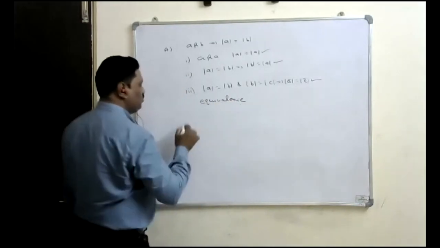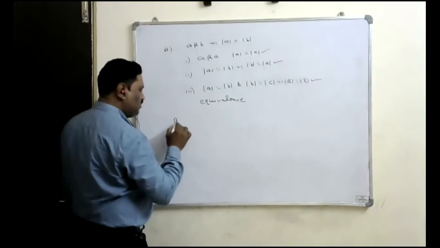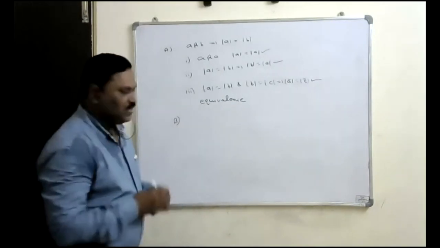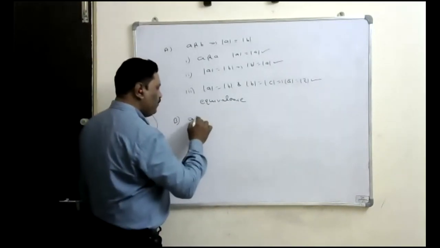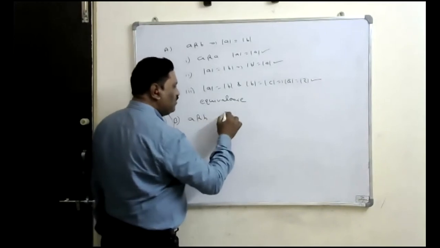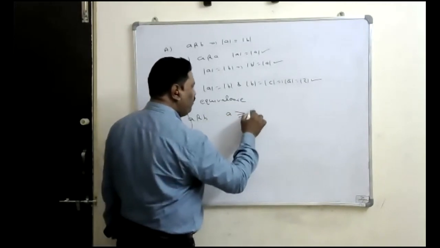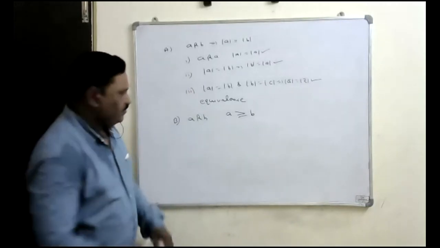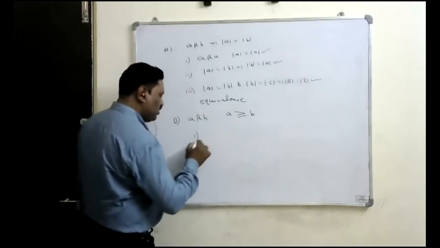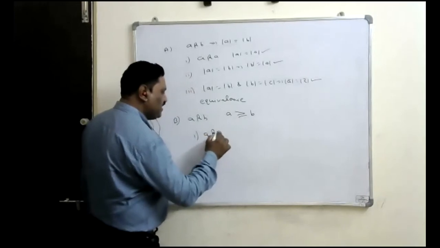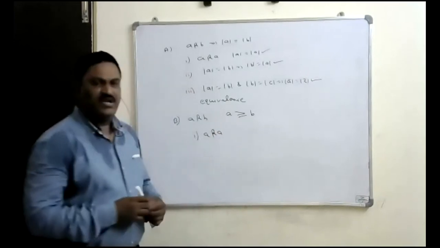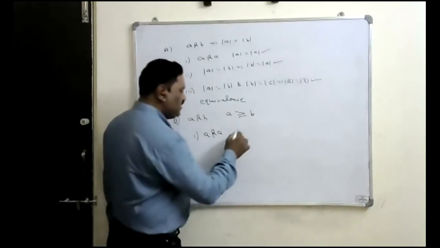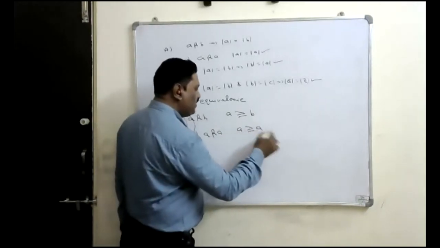That's why this is an equivalence relation. If you observe the second option, option B, they have given that A is related to B such that A is greater than or equal to B. Now if you observe the first property, the reflexive relation, that is A related to A: is A greater than or equal to A? Is it correct?